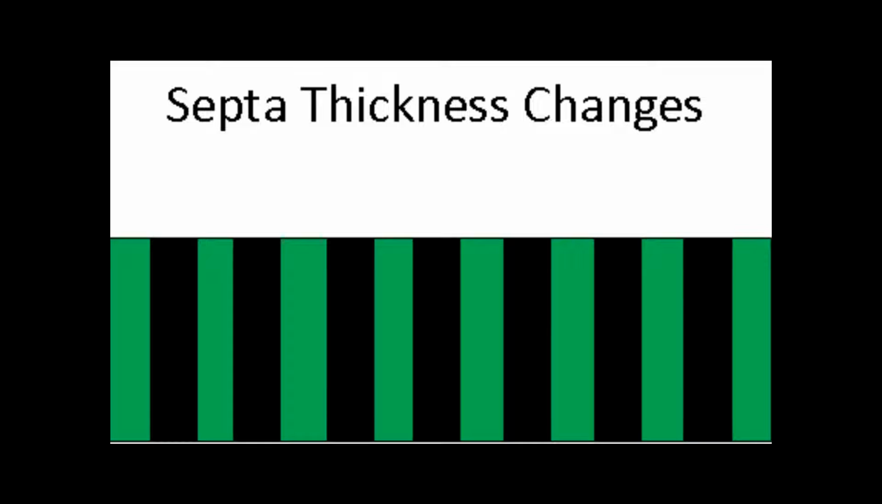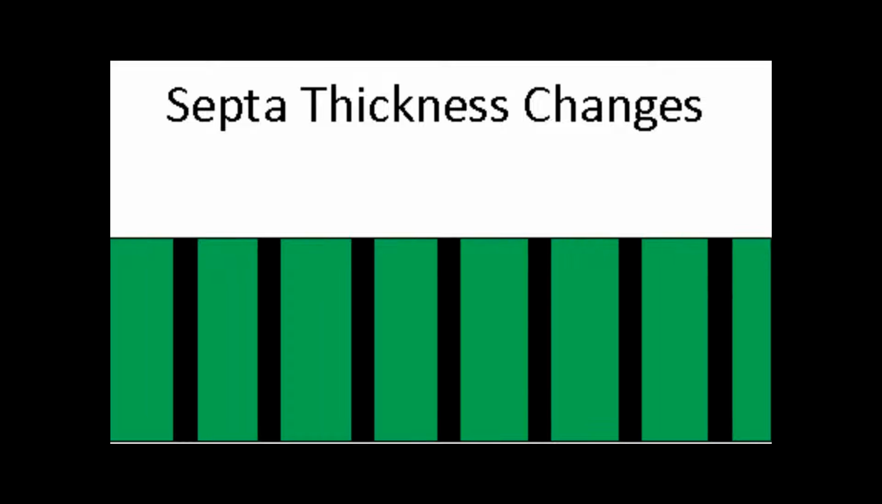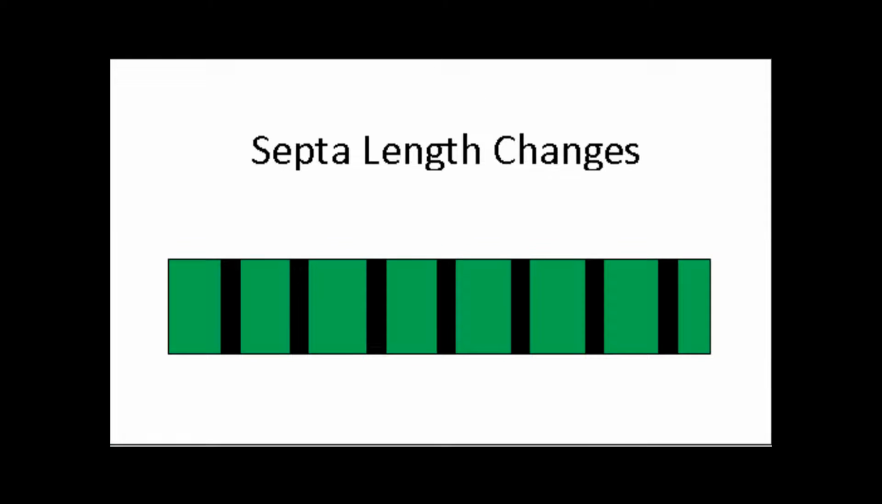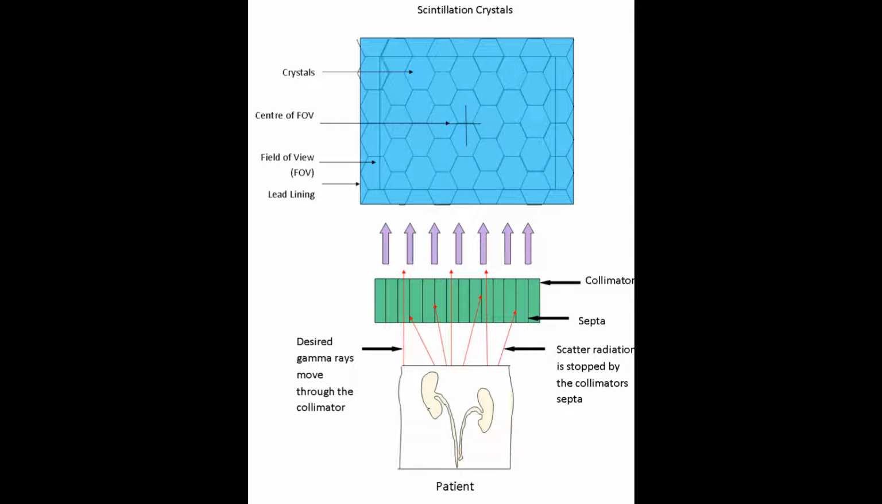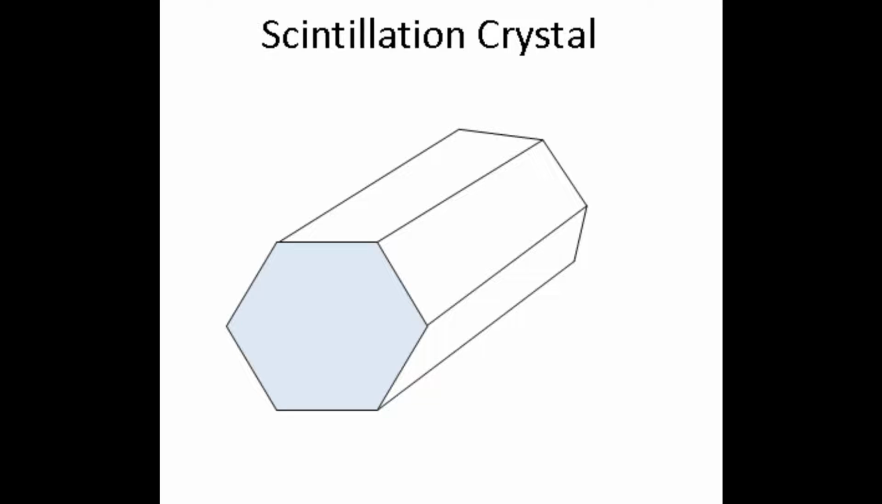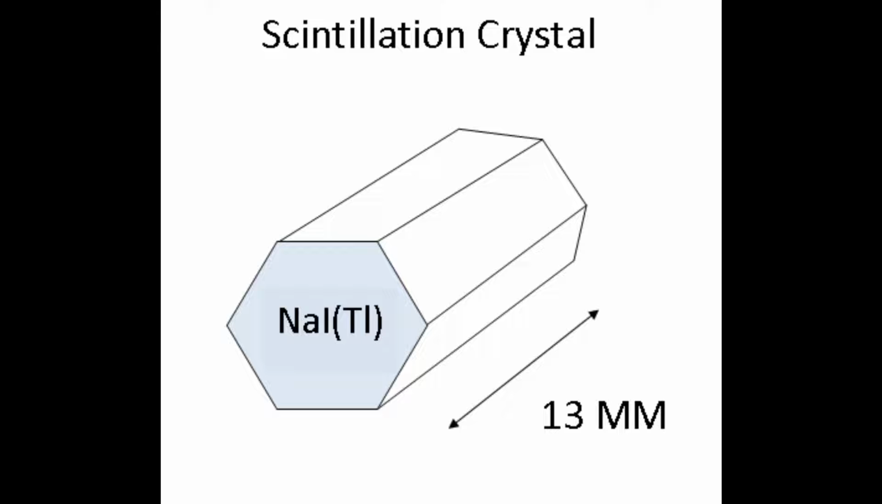The thickness and length of the septa varies depending on the type of radiopharmaceutical being clinically used. After the gamma rays have traveled through the collimator, they interact with the camera's scintillation crystals. These crystals are commonly made from sodium iodide doped with thallium impurities. The crystal thickness should be approximately 13 mm to ensure image degradation does not occur when the crystals are too thick, and to prevent poor detection efficiency of gamma rays caused when the crystals are too thin.